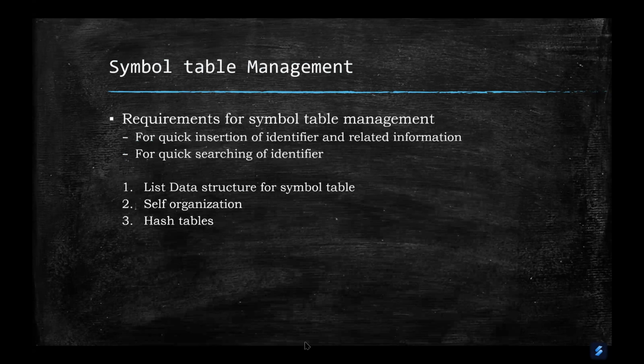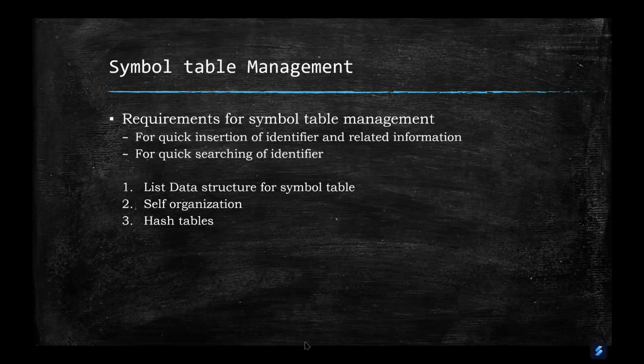Right? Next, the symbol table management. These are the requirements for symbol table management. The first is quick insertion of identifiers and related information. First, we are going to insert the identifiers and related information in the symbol table. After that, the quick search of the identifier. We are going to search quickly for the identifiers.